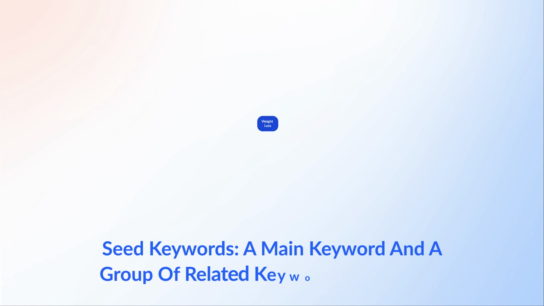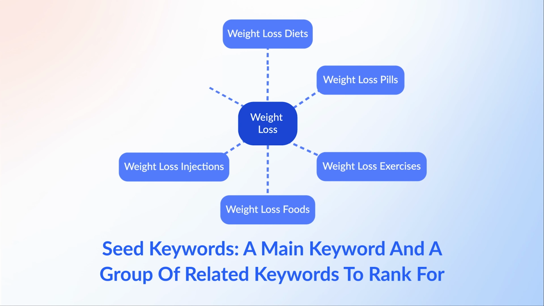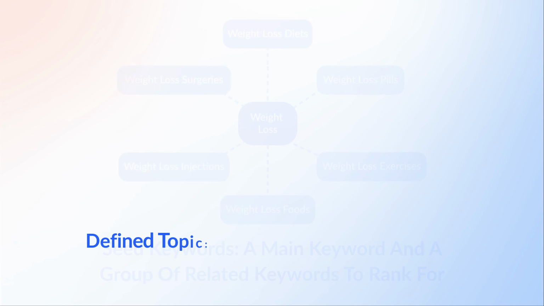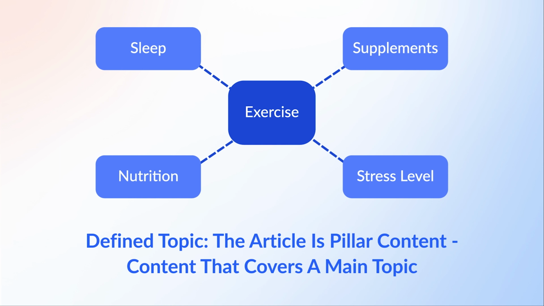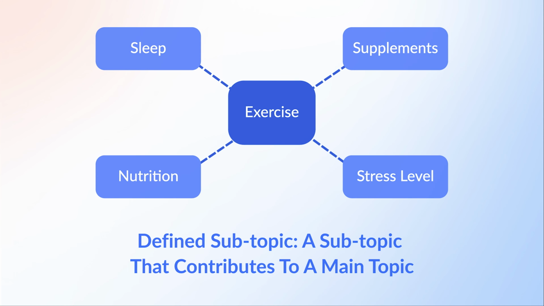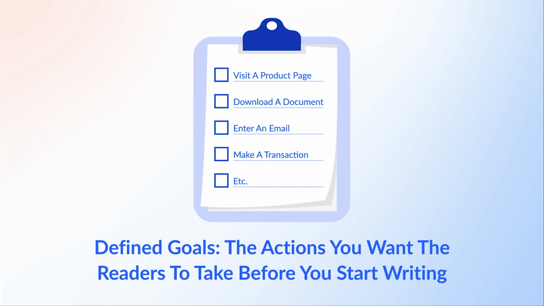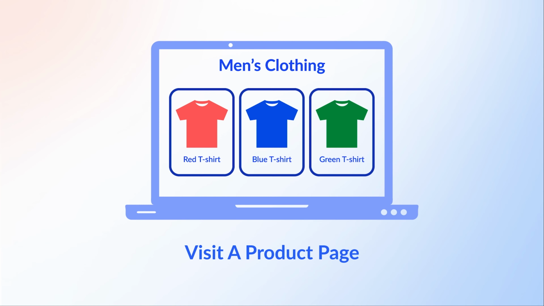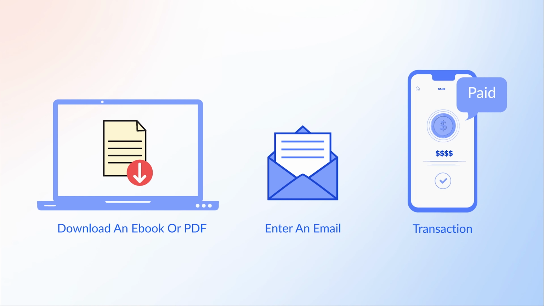Seed keywords. The article should have a main keyword and ideally a group of related keywords to rank for. Defined topic or subtopic. Decide whether your article is pillar content, meaning content that covers a main topic, or a subtopic that contributes to a main topic. Defined goals. Think about the actions that you want the reader to take before you start writing, whether that's visiting a product page, downloading a document, entering an email, or a transaction.